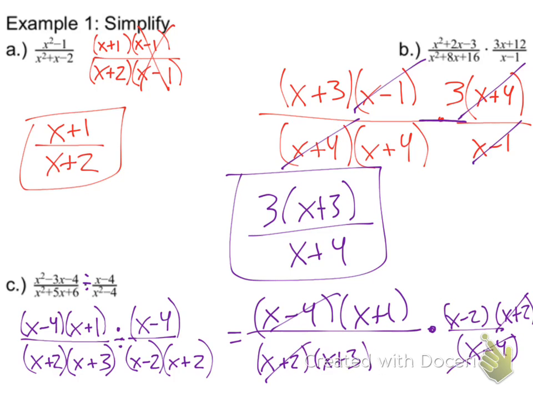And you're left with x plus 1, x minus 2, all over x minus 3.